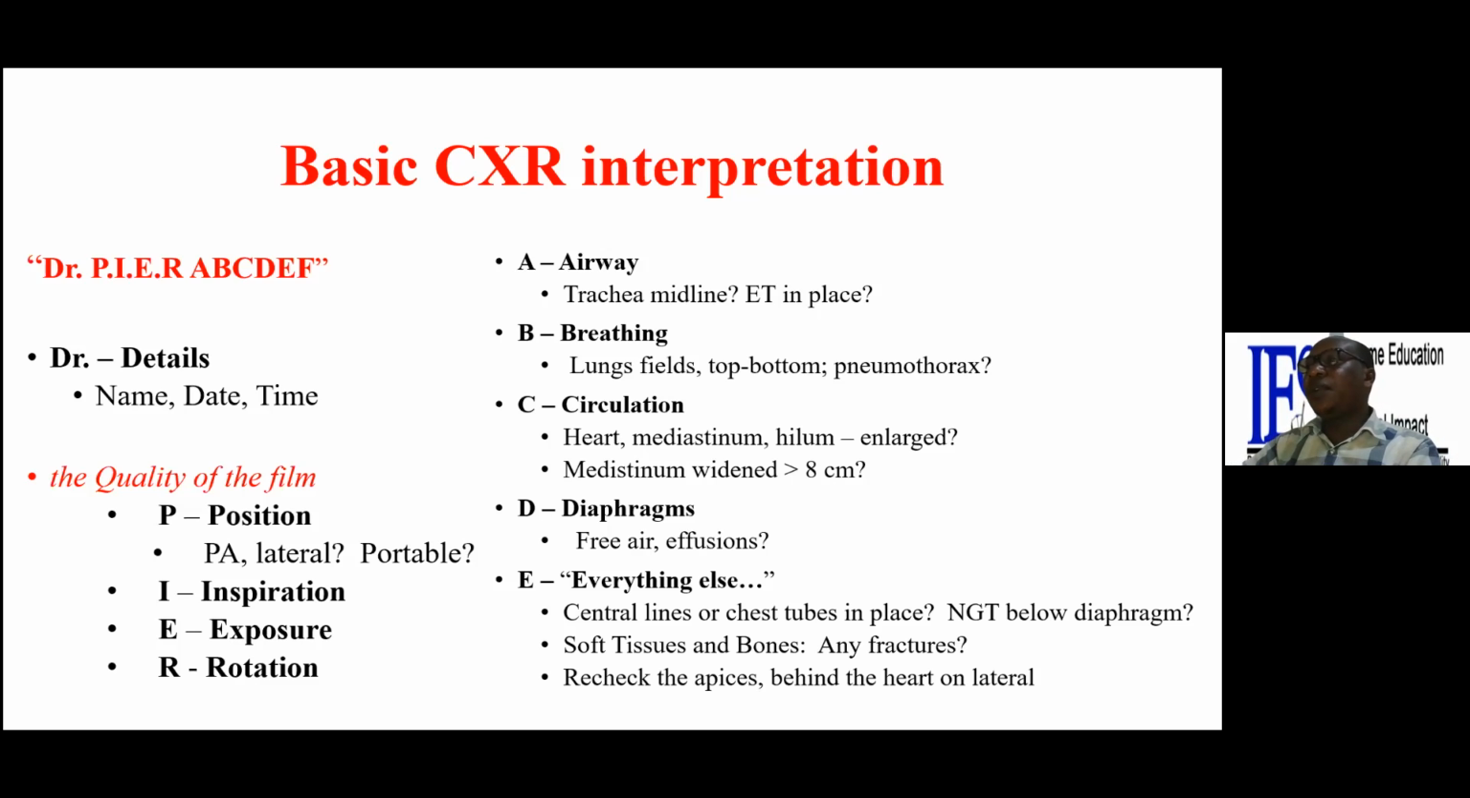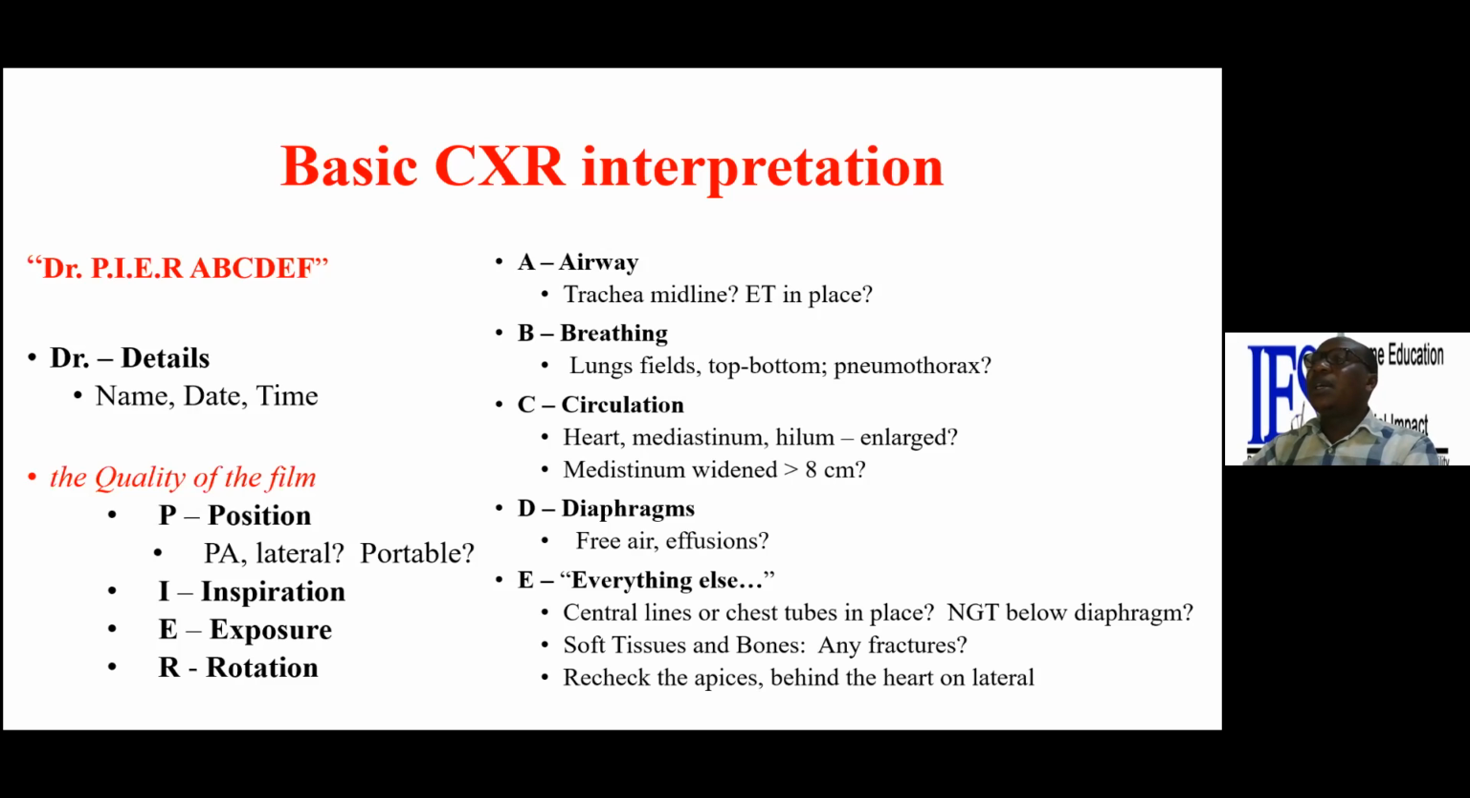Then you will start the interpretation. Where to start: A stands for airway, where we see if your trachea is in a normal position. Then B for breathing, where you see your lung filled from top to bottom, to right or to left. Then you see your circulation.